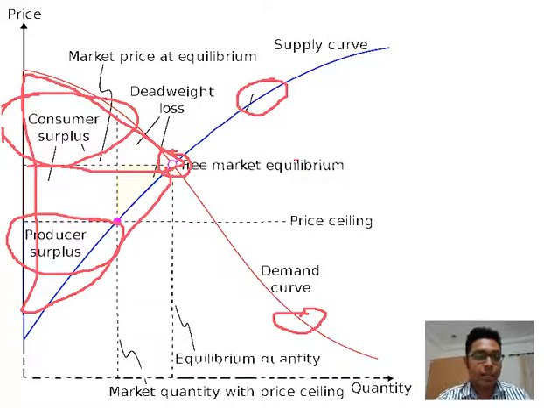Anyway, I'm trying to explain that whenever the government imposes a tax, the equilibrium shifts from here to somewhere here. Let me take a different color, blue. So this is the region where the consumption and production got shifted, because consumption is getting lowered.